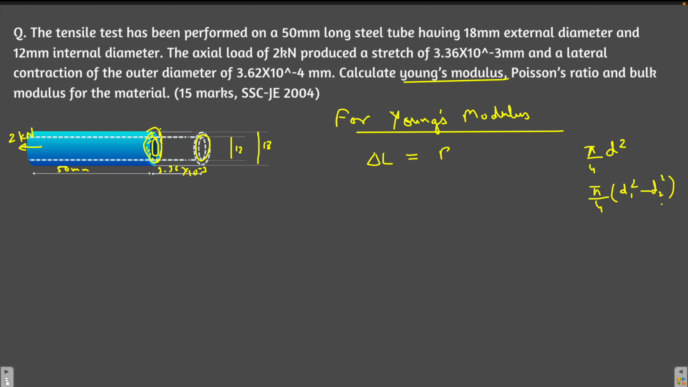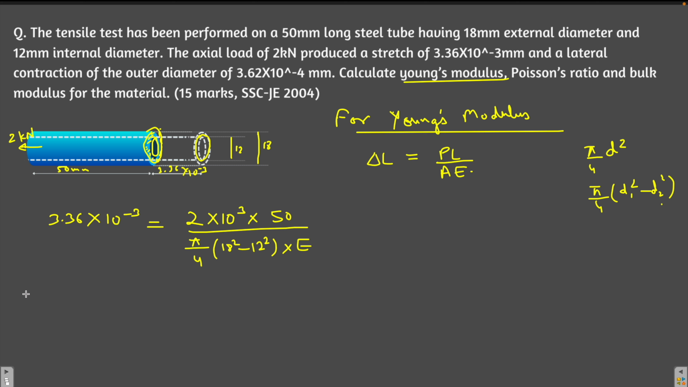So delta L is equals to PL by AE. So what is delta L over here? It is 3.36 into 10 to the power minus 3 is equals to force, which is 2 kilonewton. It is given in kilonewton, so I am multiplying it with 10 to the power 3 in order to get the answer in Newton per millimeter square. What is length over here? Length is 50 millimeter. What is area? As I have told you, pi by 4 into d1 square minus d2 square. So it is 18 square minus 12 square into E. E we have to find out. So you just solve this and you will get the answer. So E is by pi by 4.